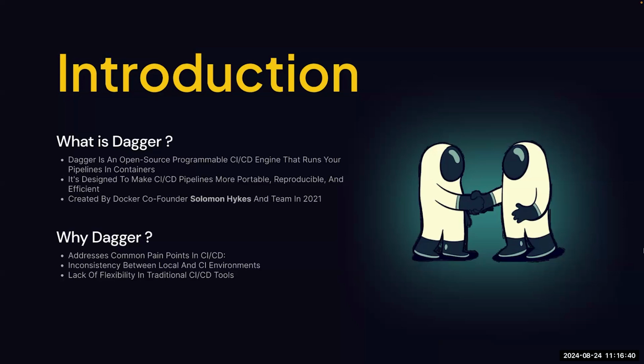So why are we using Dagger? Mainly to address the common pain points of CI/CD. There is an inconsistency between local and CI environments. Every developer needs to wait to see the results in CI/CD, waiting for more than 30 minutes in the pipeline just to see what the error is. It takes too much time when people are running their code in CI/CD. Dagger is very helpful to solve those kinds of problems. And there is a lack of flexibility in traditional CI/CD tools. We cannot create YAML files in different languages, so that is also a roadblock.